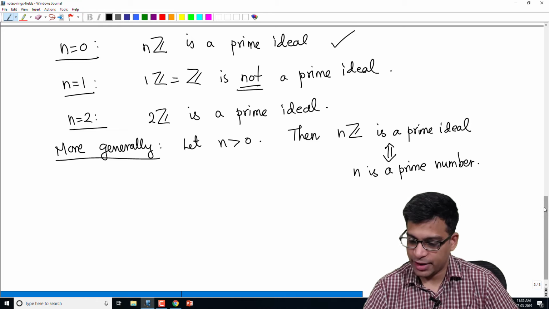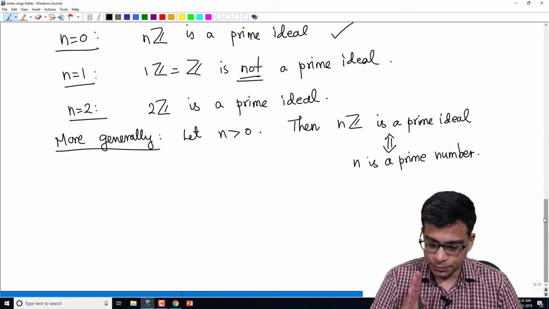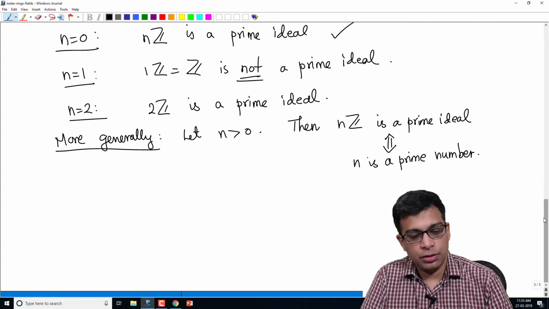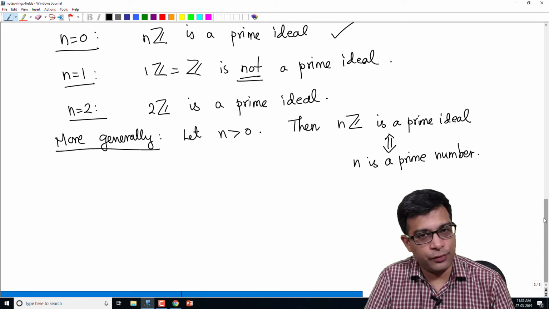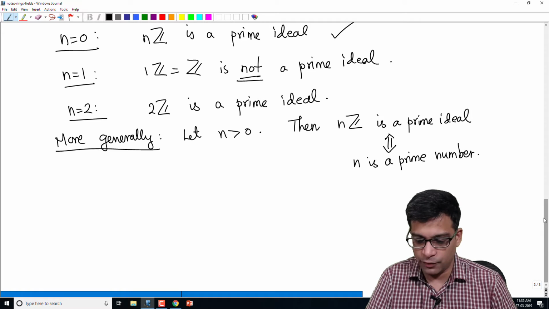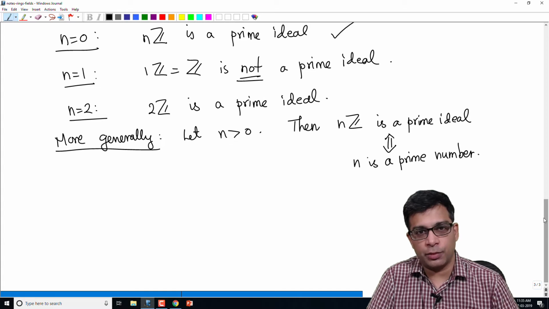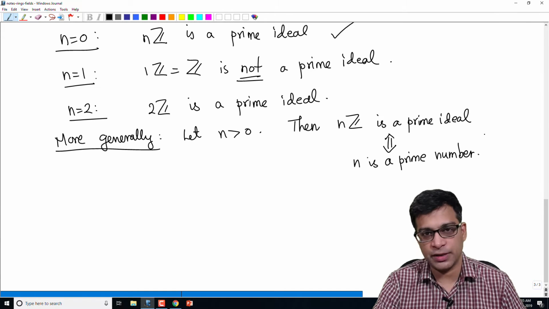So I claim that nZ is a prime ideal if and only if n is a prime number. Remember, every ideal is generated by nZ. N equal to 0 we have already taken care of, it is a prime ideal. N equal to 1 is the full ring, so it's not a prime ideal. Now we are left with positive integers beginning with 2. And I claim that for each of those we can determine whether it's a prime ideal or not simply by looking at n. If n is a prime number, it's a prime ideal. If n is not a prime number, it's not a prime ideal.